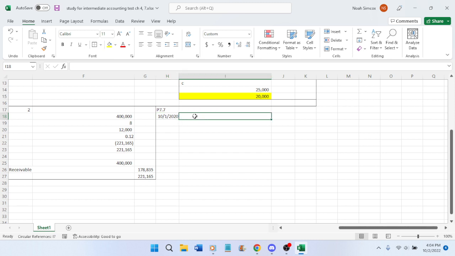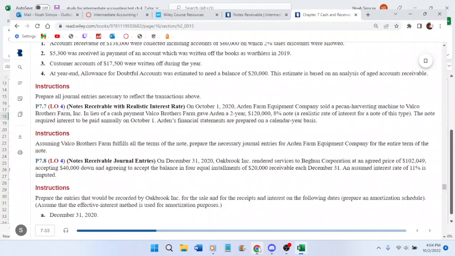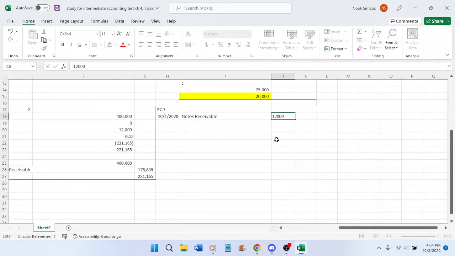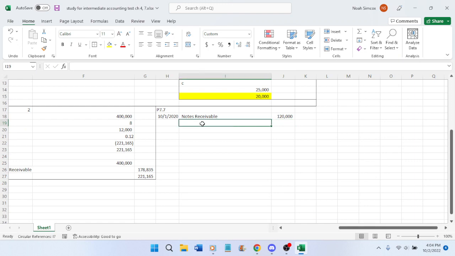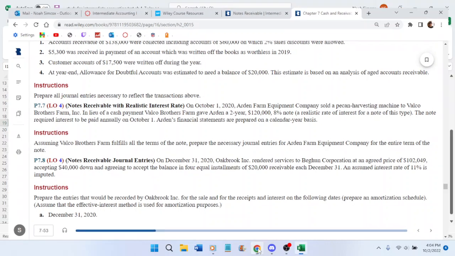So what is the first thing? Notes receivable. So that's going to be 120,000. And then sales revenue.